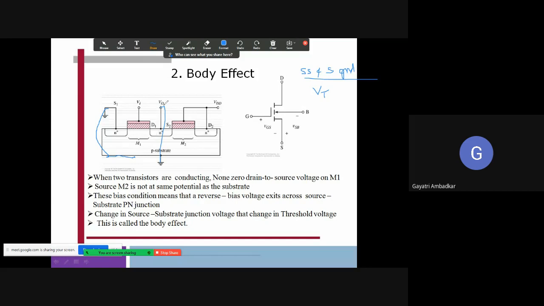Therefore, we cannot keep this terminal at the ground potential. So, when there are multiple MOSFETs connected in series, there is a variation of source to substrate junction potential. And because of these changes, the threshold voltage for every MOSFET is not the same. So, the change in source to substrate junction voltage makes the threshold voltage vary. This effect is called the body effect.